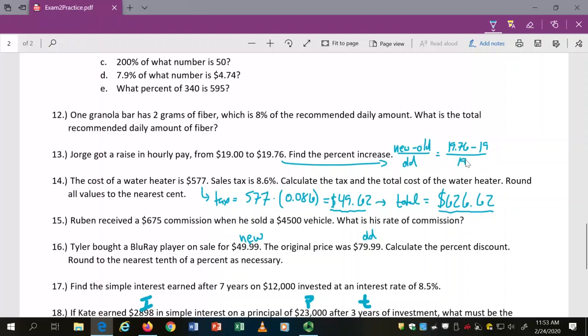So essentially, what did he do? He got a 76 cents raise on $19 an hour. And so you would take that 76-cent raise and divide by 19, and you'll get what? 0.04, which would be a 4% raise. So the key to those ones is if you're doing a percent discount or a percent increase, you always divide by where it started, because it was based off the original $19 an hour.